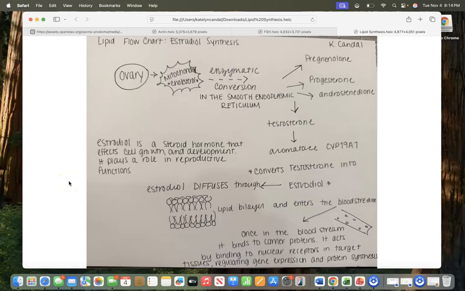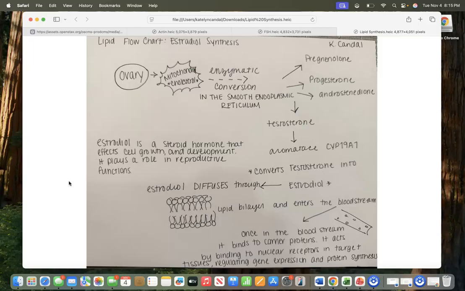The steroid I chose to do was estradiol. Estradiol synthesis takes place in the ovary, in the mitochondria. It starts off as cholesterol, and through enzymatic conversion in the smooth endoplasmic reticulum, it creates four other steroids: pregnenolone, progesterone, androstenedione, and testosterone.